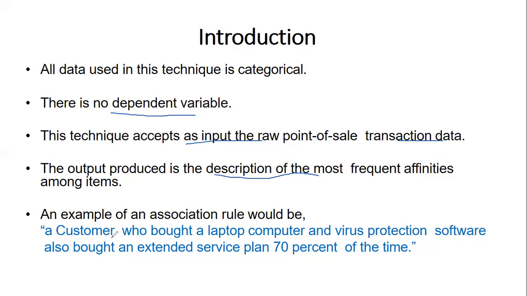Another example is given here. A customer who bought a laptop computer and virus protection software also bought an extended service plan 70% of the time. That means the customer who buys a laptop computer and the virus protection software also takes an extended service plan 70% of the time. So there is a correlation among these items: laptop, virus protection software, and the extended service plan. That correlation is identified using association rule mining.